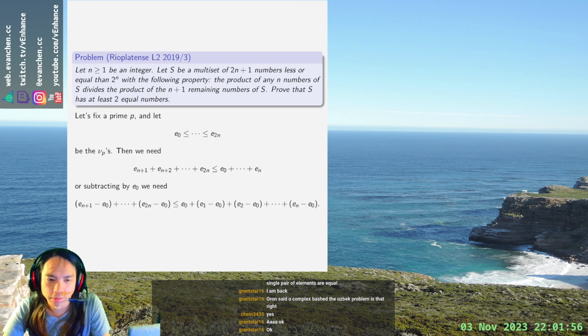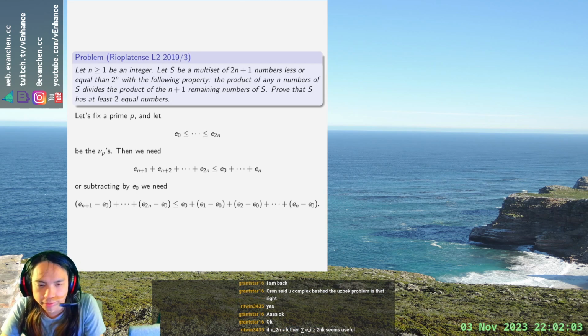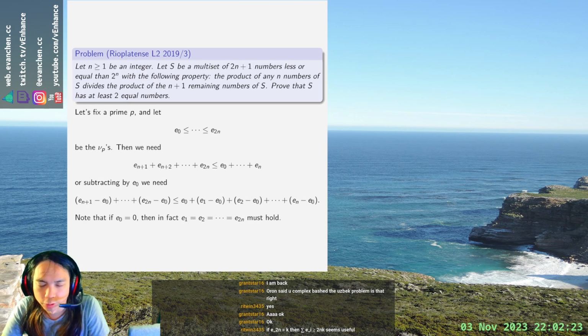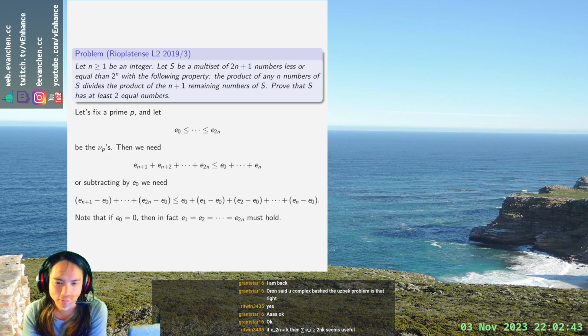So the upshot of this is that, note that if e_0 equals 0, then in fact all the e_i have to be equal: e_1 equals e_2 equals up to e_{2n} must hold. So if you have a prime that appears somewhere and it doesn't divide every element, then the VP is the same except for the one that it doesn't divide. So this is the only case that can happen.